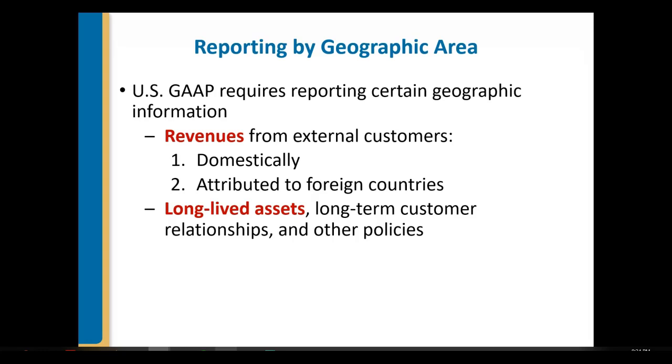Without disaggregated financial information, these differences cause problems for analysts. But U.S. GAAP requires an enterprise to report certain geographical information unless it is impractical to do so. This information would include revenues from external customers attributed to the enterprise's country of domicile and attributed to all foreign countries in total from which the enterprise derives revenue.